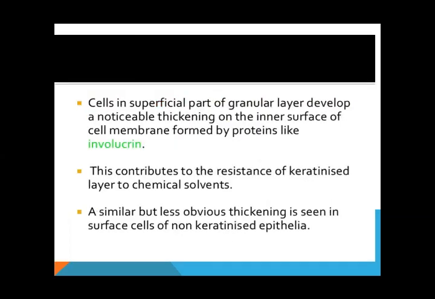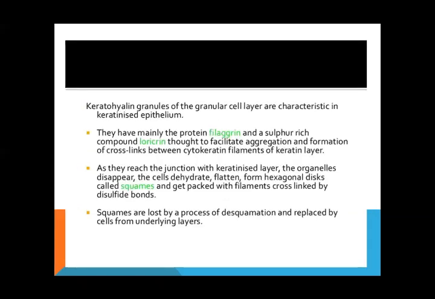Cells in the superficial part of the granular layer develop a noticeable thickening on the inner surface of the cell membrane, formed by proteins like involucrin. This contributes to the resistance of the keratinized layer to chemical solvents. A similar but less obvious thickening is seen in surface cells of non-keratinized epithelium. Keratohyalin granules of the granular cell layer are characteristic in keratinized epithelium.